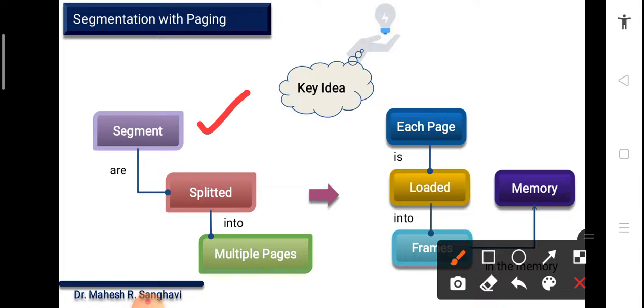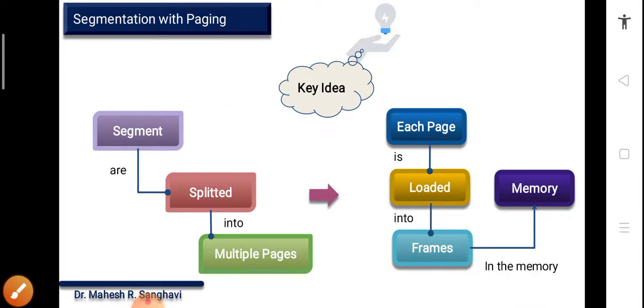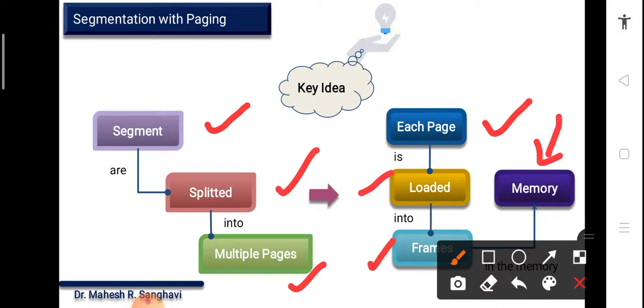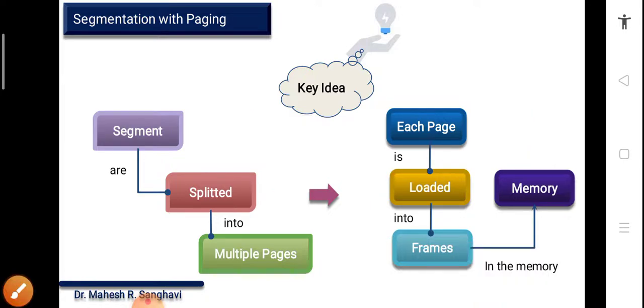We can take a segment, then it will be split into multiple pages. Each page is loaded in a frame, and that will ultimately be in memory. So the idea is that a segment will be split into multiple pages. That is the key idea in this particular case.